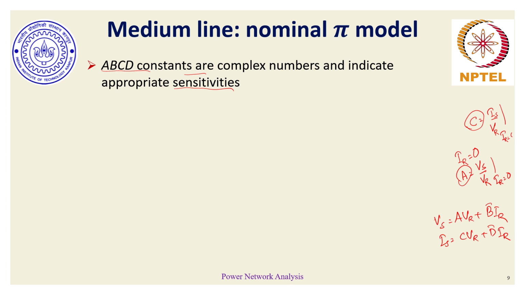And just to highlight that the ABCD constants which we evaluated for the short line also are in general complex numbers, because in the short line, capital Z, the series line impedance, is still a function of line resistance and line inductance.